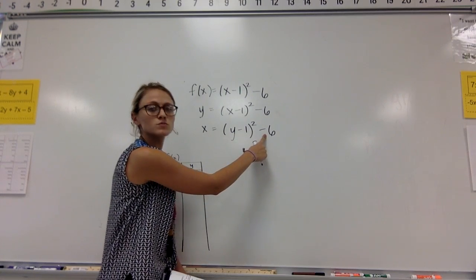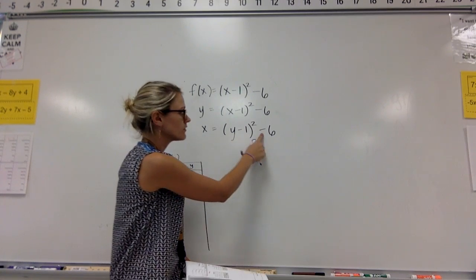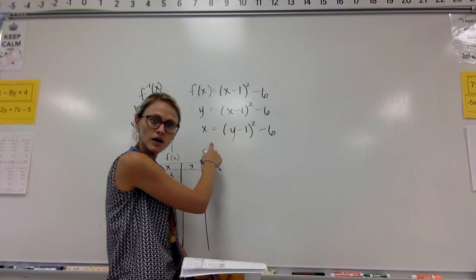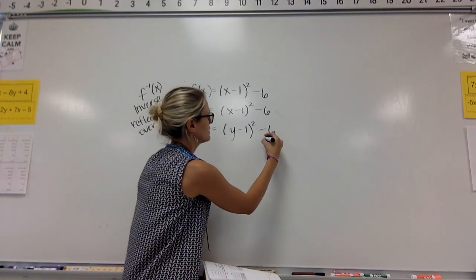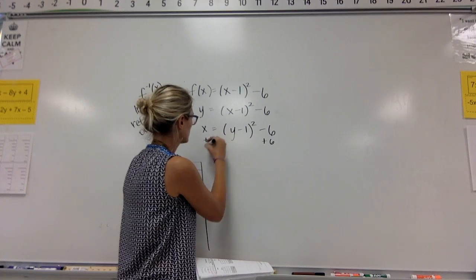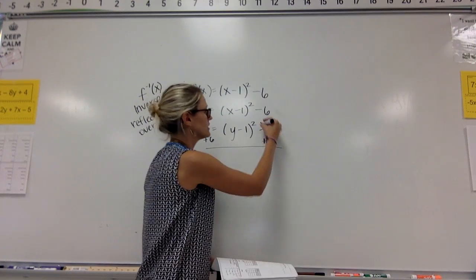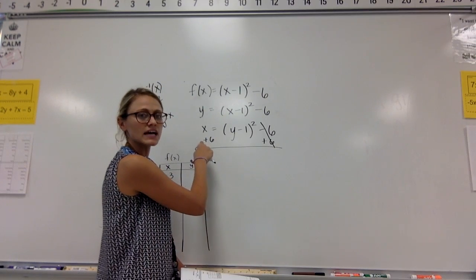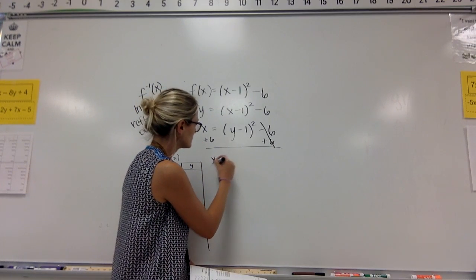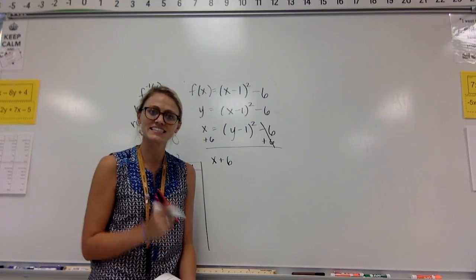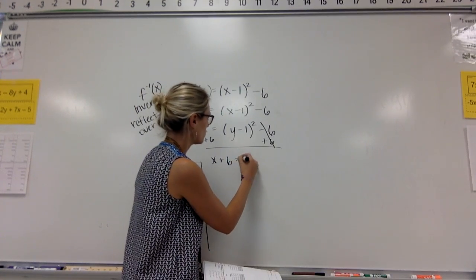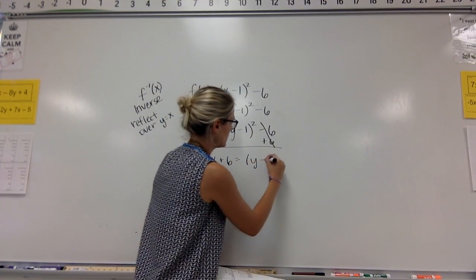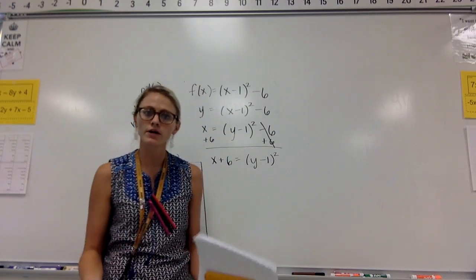Okay? First thing I'm going to do is move this 6 over. This is a minus 6, so to move it over, I'm going to add it. So plus 6 to both sides. Cancels it out over there. That's what I want to do. I wanted to get rid of it. So on this side, I've now got x plus 6 equal to my y minus 1 squared.